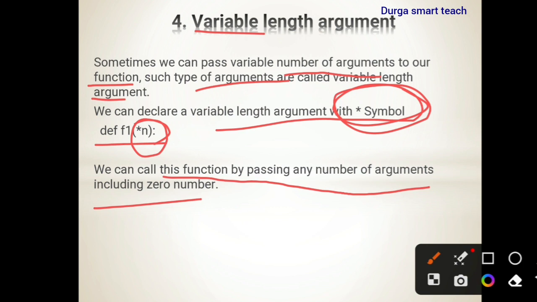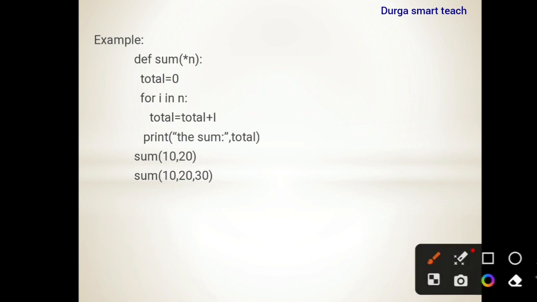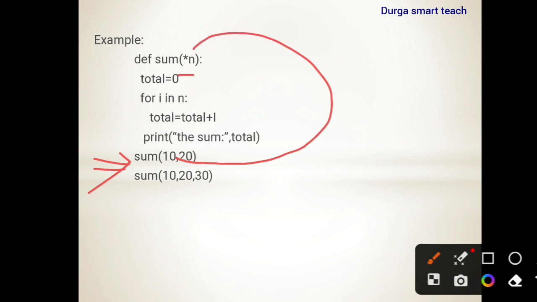Let's see an example for a better understanding. Here the function name is sum and the parameter is *n. Star is used to represent variable length, that's why *n. First I am calling the function sum and I am passing the values 10, 20. These values are passed to *n. Since it is variable length, it will store 10, 20.